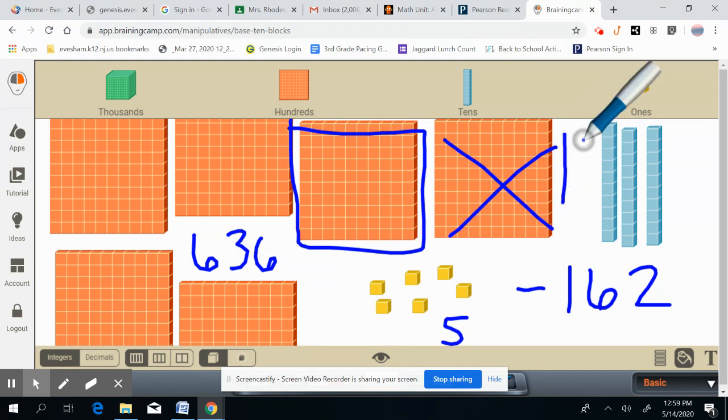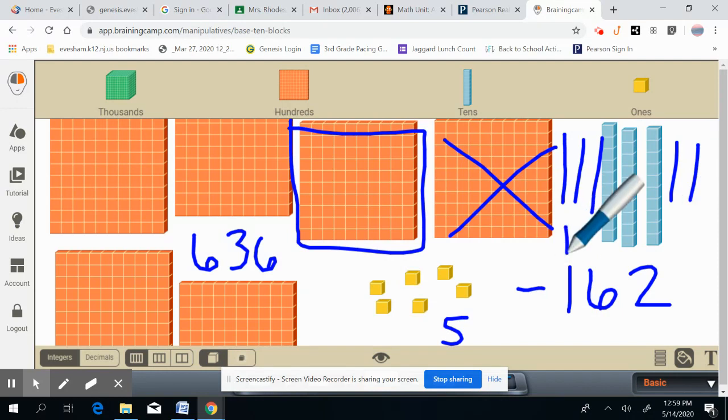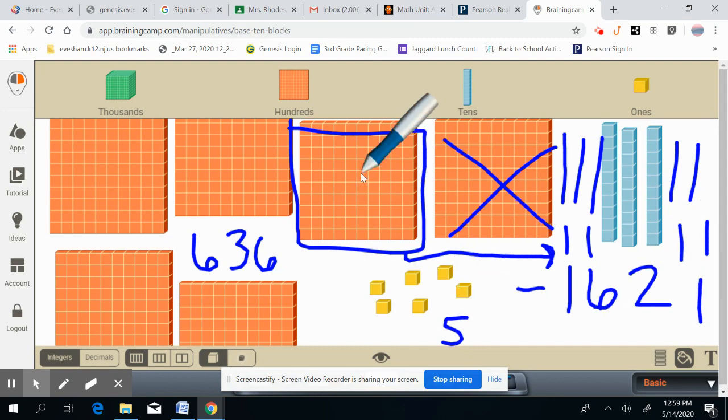Okay, so 1, 2, 3, 4, 5, 6, 7, 8, 9, 10. All right, so now I turned my 100 into 10 tens. So now how many tens do I have? And remember, since I borrowed this 100, I have to take that away because it's not there anymore. So now how many tens do I have? Let's see, I have 10 plus 3 is 13.